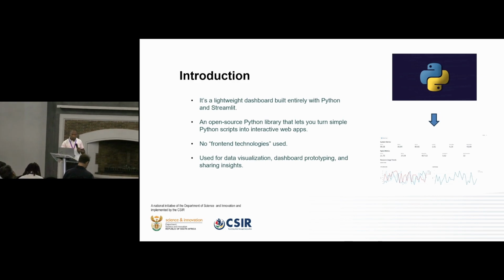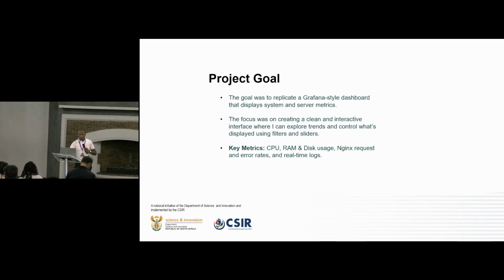Basically, Streamlit is an open source library. You can build web apps. You can do data visualization, prototyping, as well as sharing insights. So the goal for this, basically, I work in an environment whereby we provide services in HPC, which is high performance computing, and cloud as well. So one goal is building a Grafana style dashboard that can display your system and server metrics as well. The focus was on creating a clean, interactive interface where I can explore trends and control what I can display using filters and sliders.